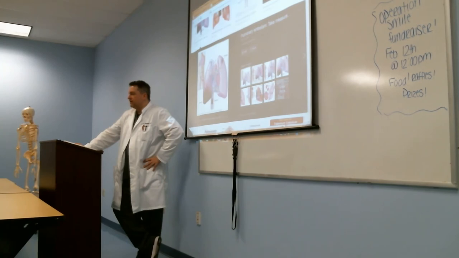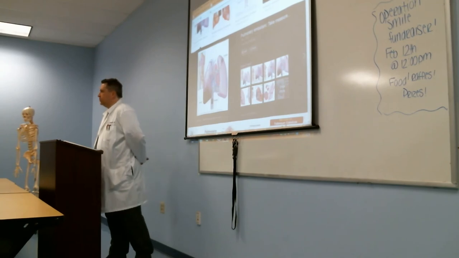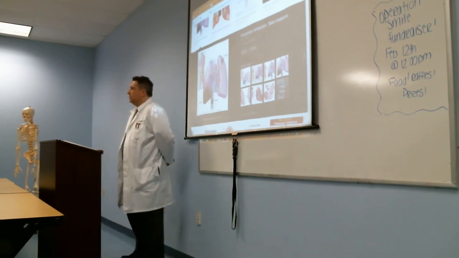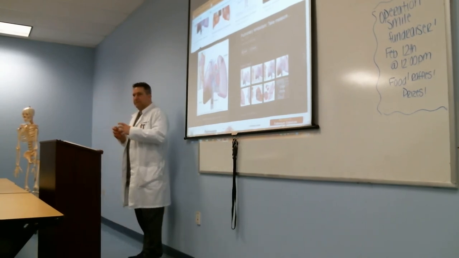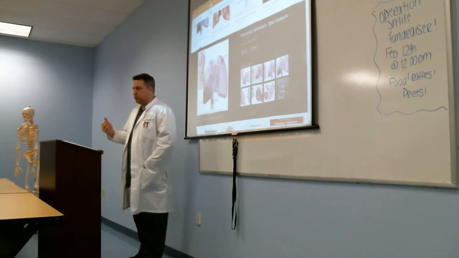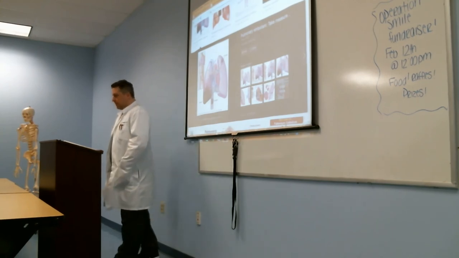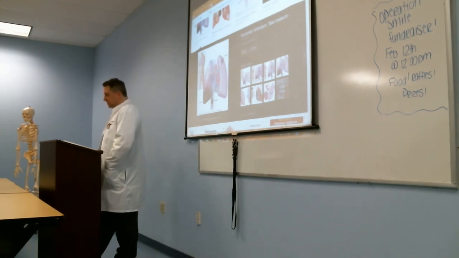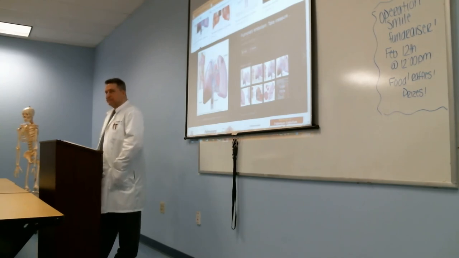Hemothorax, pneumothorax. Here is a collection of blood or air, respectively, occurring outside of the lung. That's putting pressure, so the person breathes out, the lung collapses. As they try to breathe back in, it does not fill back up. The air pressure from the outside of the lung is pushing on it, pressing the lung.